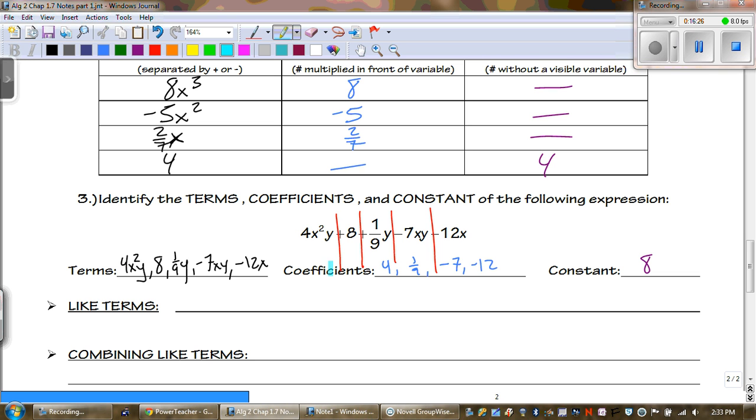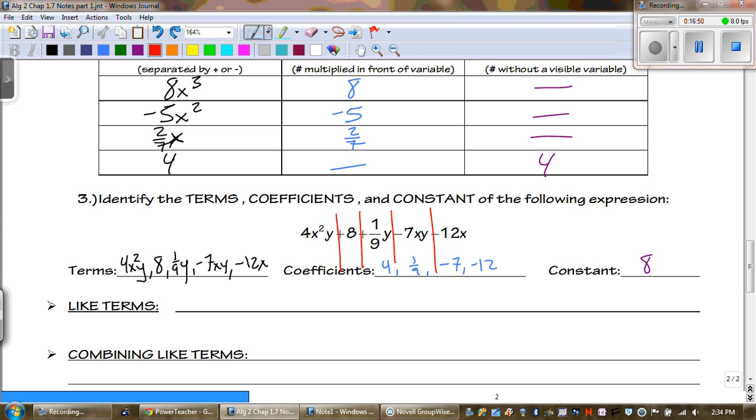The coefficient is the number in front of the variable, guys. Remember, it's got to be a variable. That's why 8's not on there. But as a constant, the number without a visible variable, that's where we get 8.